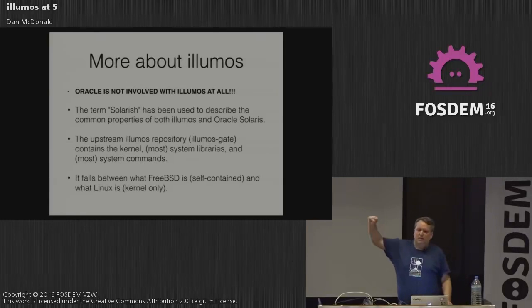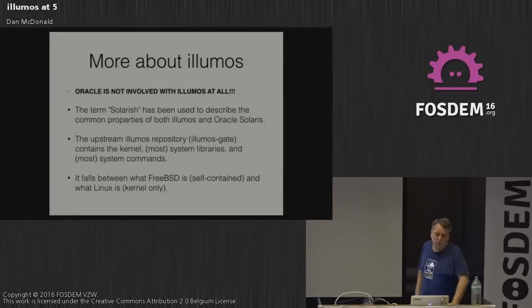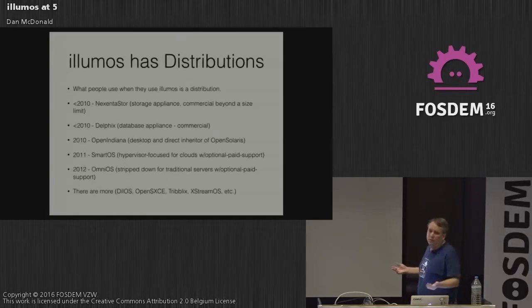And I've been telling this at the illumos booth yesterday. You have FreeBSD on one end, which is this big, it's the whole ball of wax. And then you have Linux on the other hand, which is literally just the kernel. We fall in between those two points. And so we provide the kernel and some of the libraries, and the commands, but we do not quite have enough in illumos-gate to form a fully bootable or a fully packageable operating system. And because of that, illumos has distributions. And when people use illumos, they get a distro.